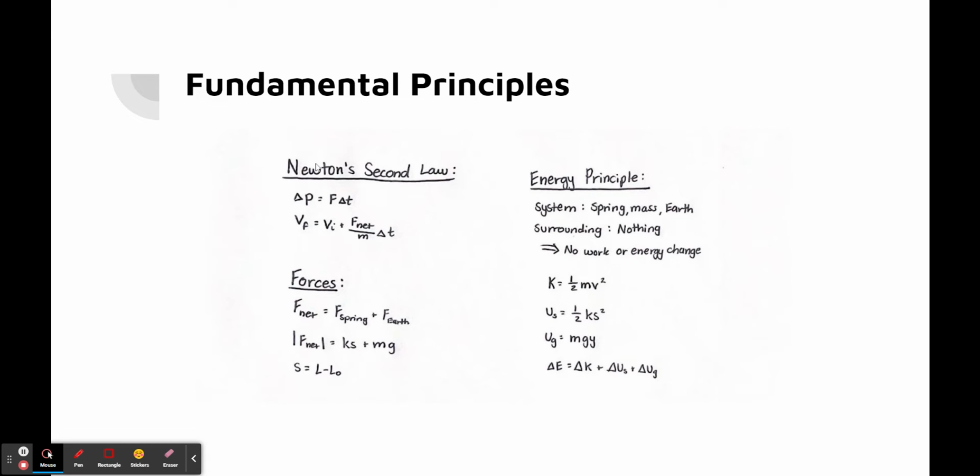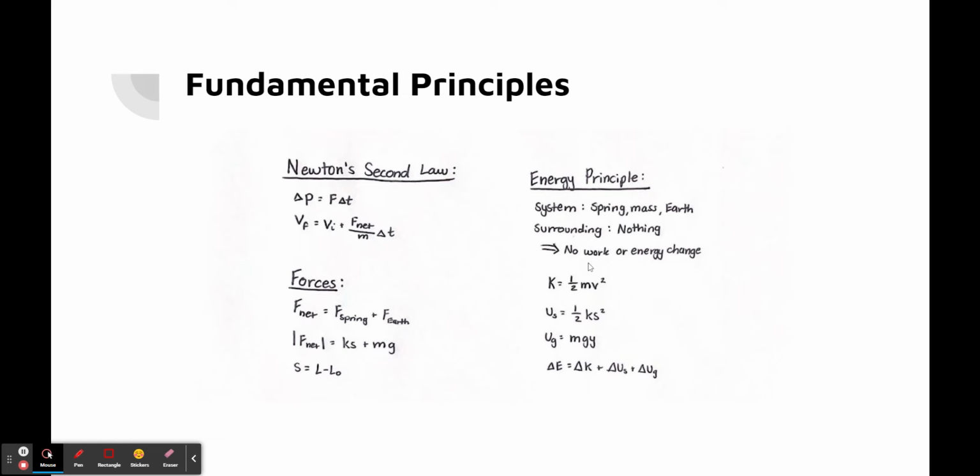So here are some fundamental principles of Newton's second law. We have the position formula, and we have the velocity update formula. The forces on the system are the force of the spring and the force of the Earth, and that's how we're going to find L naught for the code.